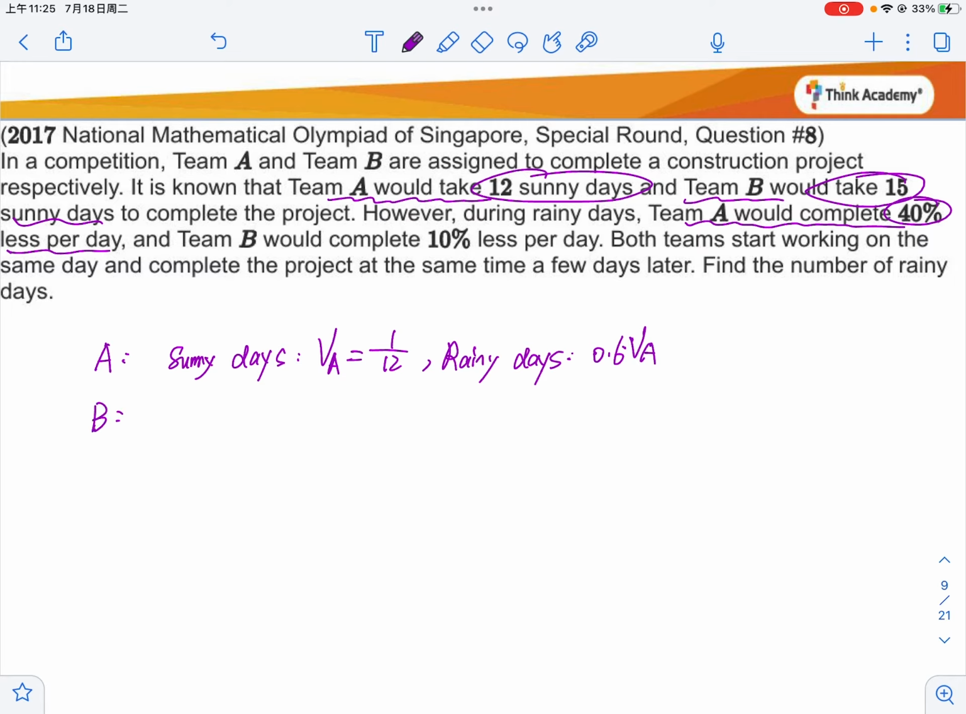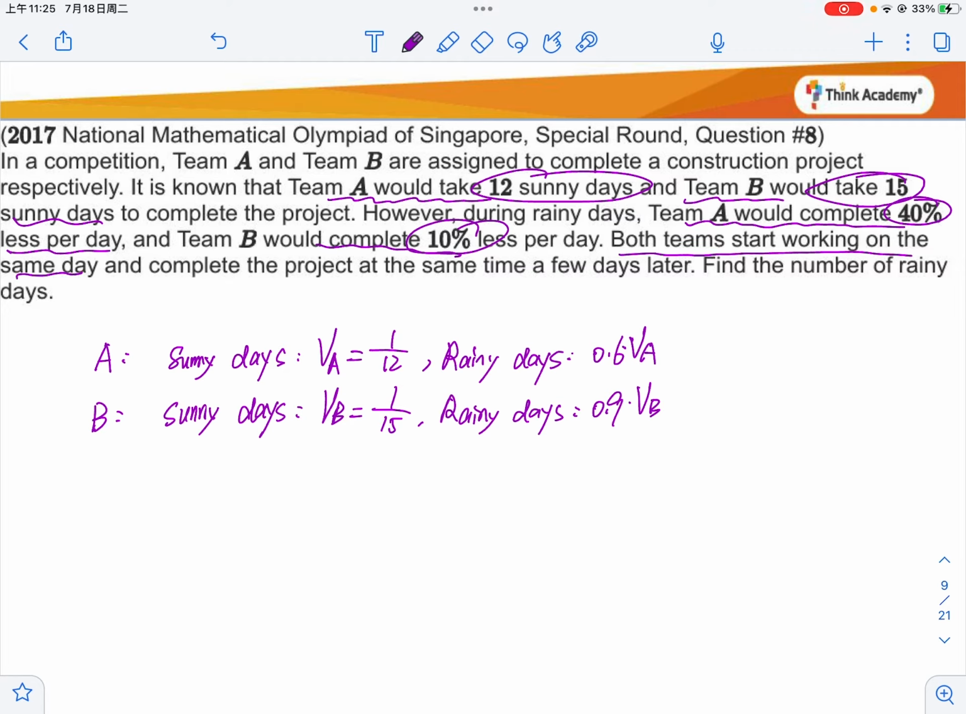Then for B, it will take 15 sunny days. For sunny days, VB will be 1 divided by 15. In rainy days, it completes 10% less per day, so 0.9 times VB. Okay, so the question said both teams start working on the same day and complete the project on the same day a few days later.